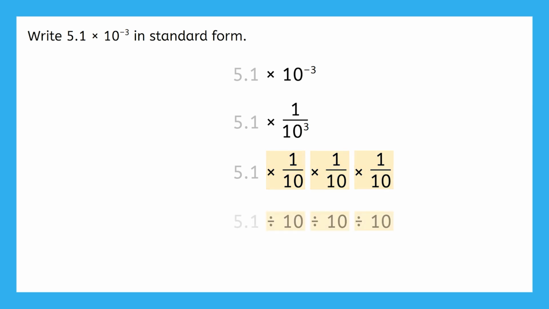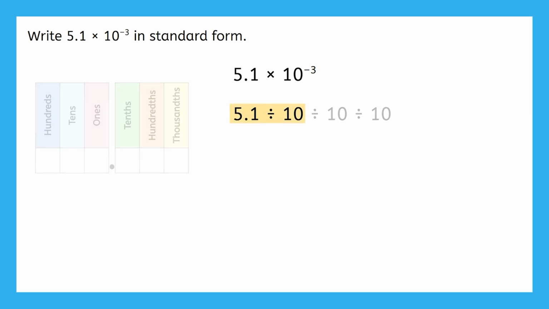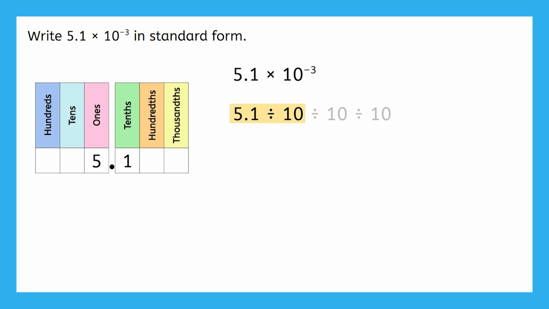It's the same as dividing by 10. So, multiplying by 10 to the negative third is the same as dividing by 10 three times. Let's start with just 5.1 divided by 10. How does dividing by 10 affect the place values of the 5 and the 1? Each digit shifts to the next smaller place value. We show that by moving the decimal to the left.